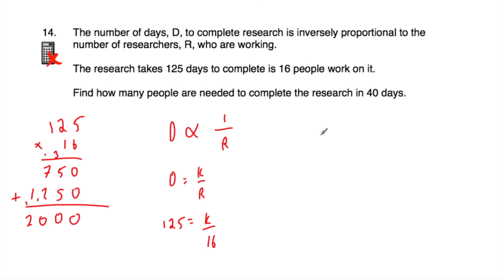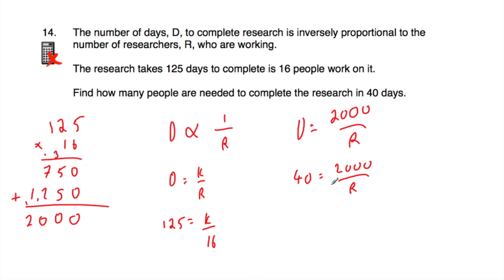So that means that K is equal to 2,000. So that means that D is equal to 2,000 divided by R. Okay, now the question says, find how many people are needed to complete the research in 40 days. So D is equal to 40. So 40 is equal to 2,000 divided by R.